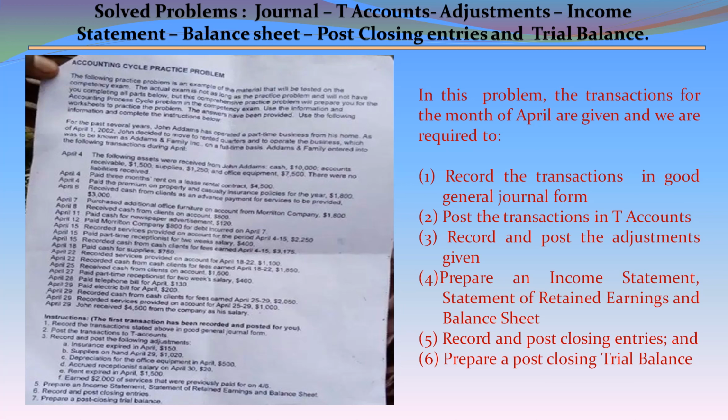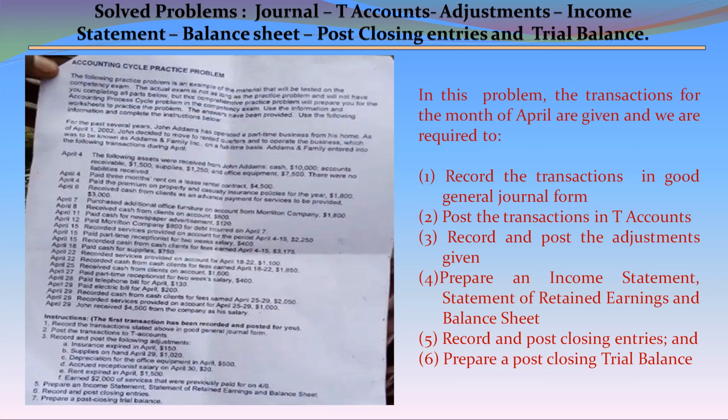April 25. Received cash from clients on account, 1,600. April 27. Paid part-time receptionist for 2 weeks' salary, 400. April 28. Paid telephone bill for April, 130. April 29. Paid electric bill for April, 200. April 29. Recorded cash from cash clients for fees earned April 25 to 29, 2,050. April 29. Recorded services provided on account for April 25 to 29, 1,000. April 29. John received 4,500 from the company as his salary.